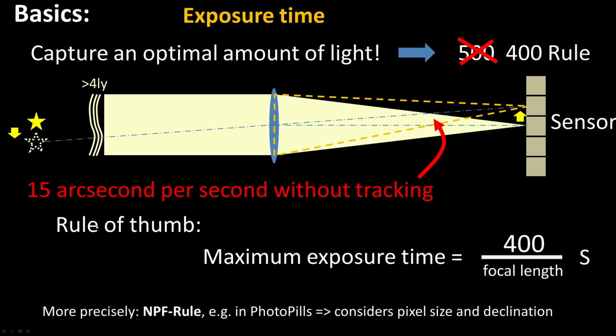This rule is only really a rule of thumb. There are more precise rules, for example the NPF rule, which is used in PhotoPills, and there you also have to consider the pixel size and where on the sky your object is. If you take pictures close to the celestial North Pole, Earth's rotation will not be such a big issue, but if you take pictures close to the celestial equator, then Earth's rotation is an issue.